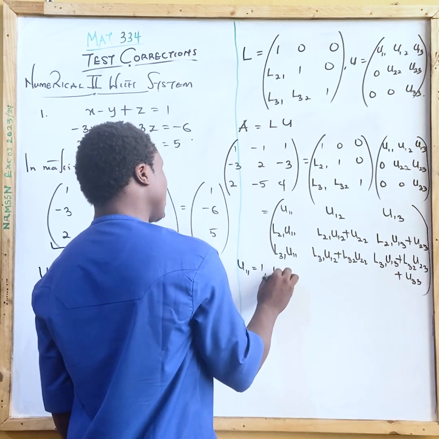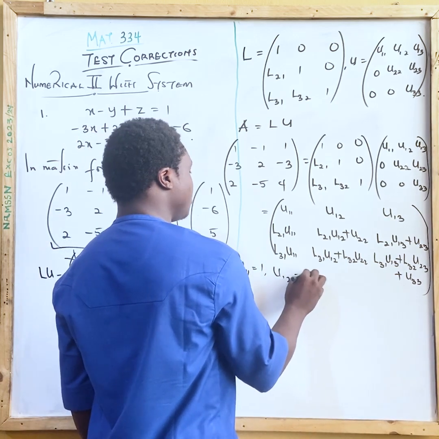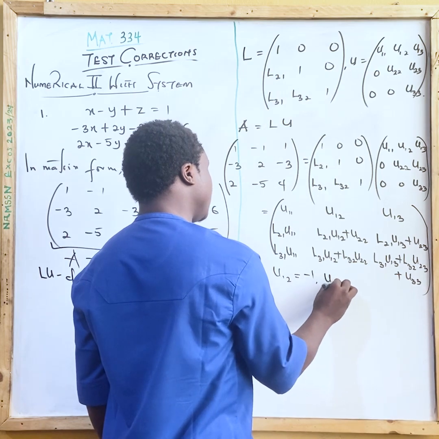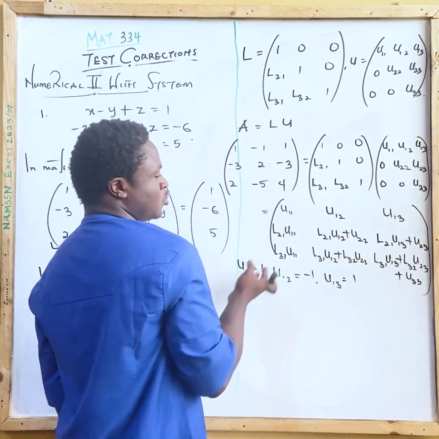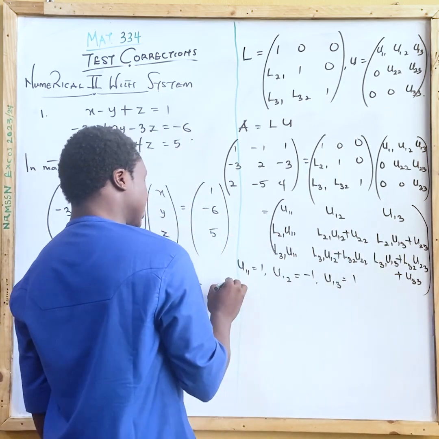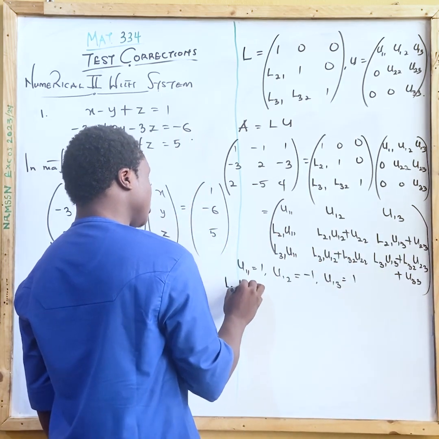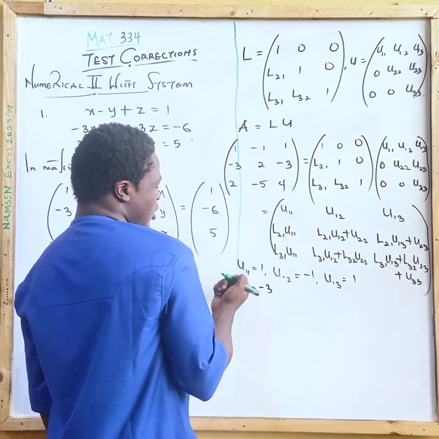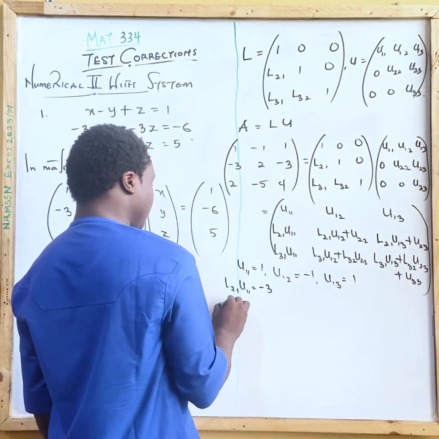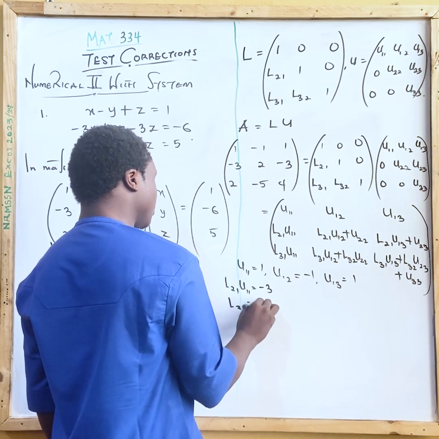Going element to element, we can say that U11 is equal to 1, U12 is equal to -1, and U13 is equal to 1. All of this is the same as all of this. Going to the next line, L21 U11 is equal to -3. But U11 is already 1, which means our L21 should be equal to -3.